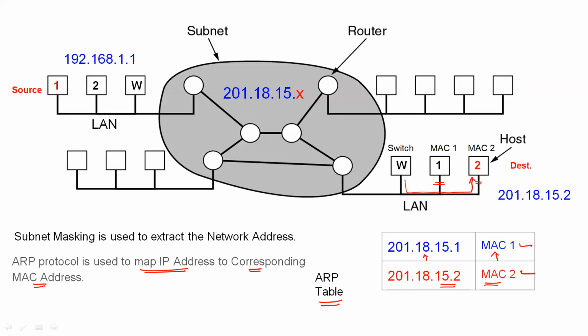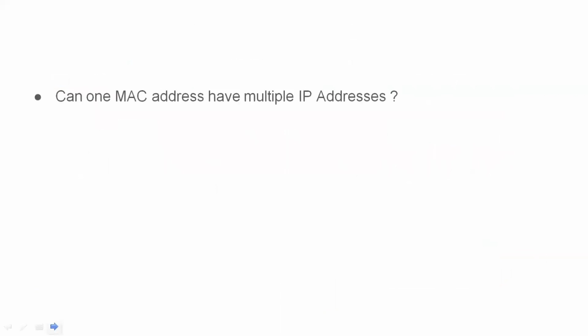So this is how routers and switches go hand in hand to deliver packets from the source to the destination network. Now, a couple of questions. Let us ask questions to ourselves and find out the answers. Can one MAC address have multiple IP addresses?